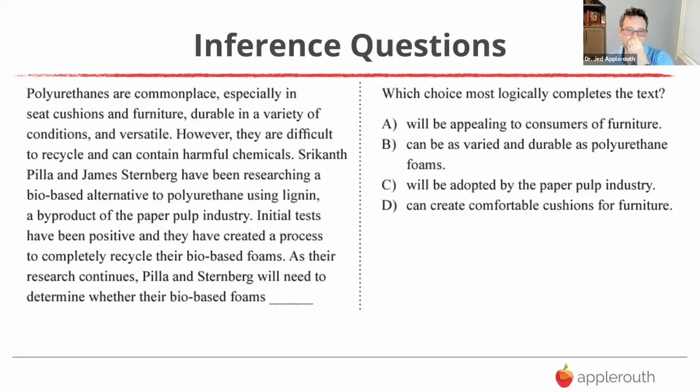Inference questions are, again, they have the science-based question. Polyurethanes are commonplace. However, they're hard to recycle. They've been trying to do a bio-based one using lignin, and so on. As their research goes on, they'll need to determine whether the bio-based foams blank, and you just fill it in. So again, this is it. That's the paragraph, and that's the entire thing. On the old SAT, they would give you 90 lines of text. Now they're giving you, like 10.